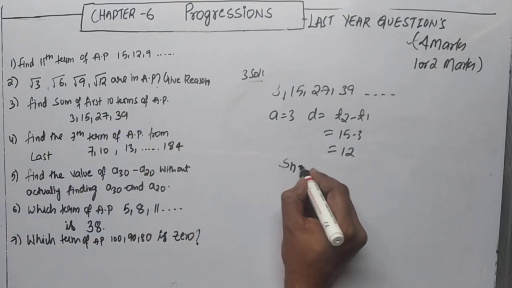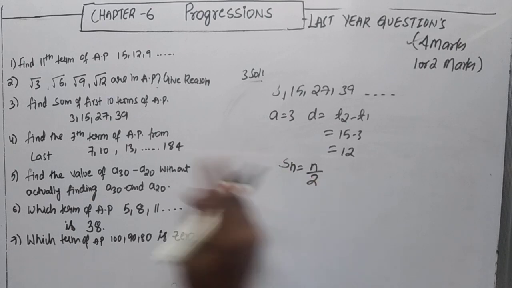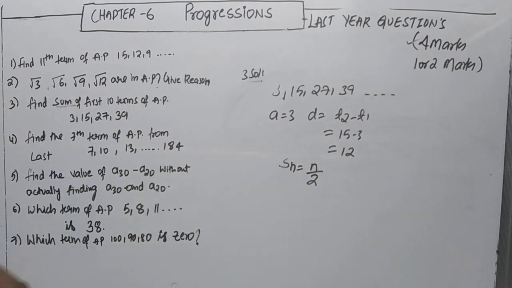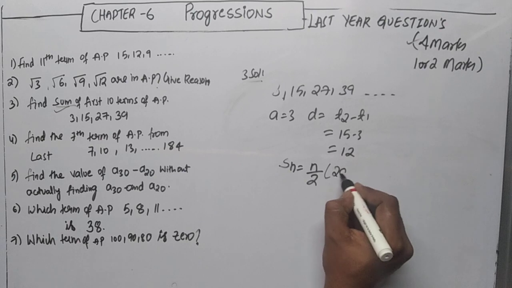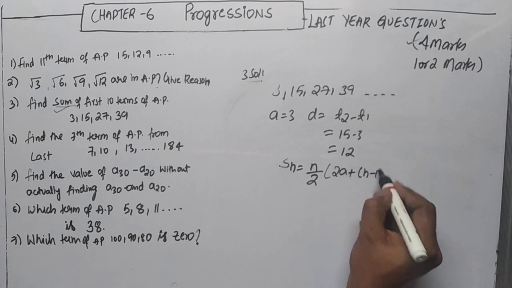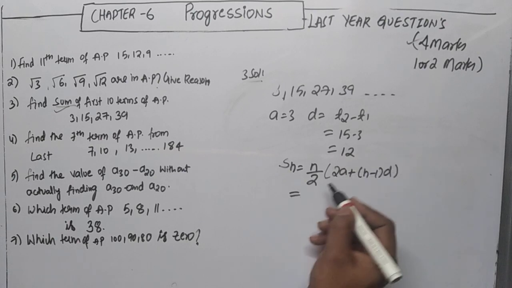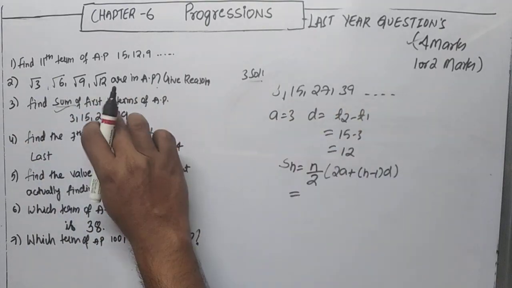So write the Sn formula. Sn is equal to... here, when the word sum appears, if you get the word sum anytime, you have to substitute in the Sn formula. Sn formula: n by 2 into (2a plus (n minus 1) into d). So here n value, he is asking to find the 10th.